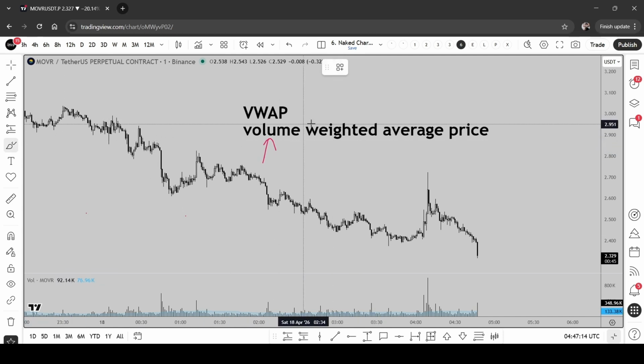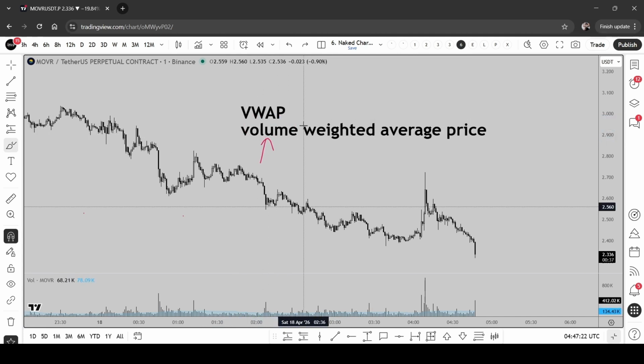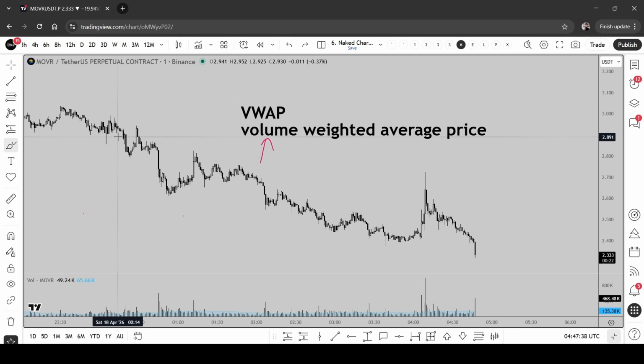The only difference between the VWAP compared to a normal moving average, there's two things. So the first one is it has volume in its calculation, and it also resets at the start of every day. So the reason why I have a preference towards the VWAP is because it makes it a little bit easier for me to gauge what is the average price of this coin since the day began.